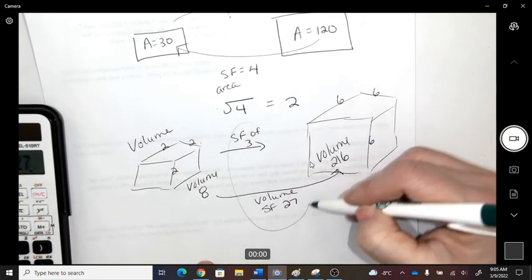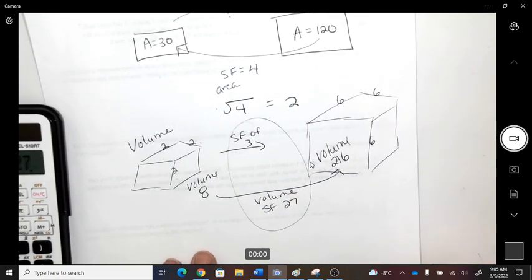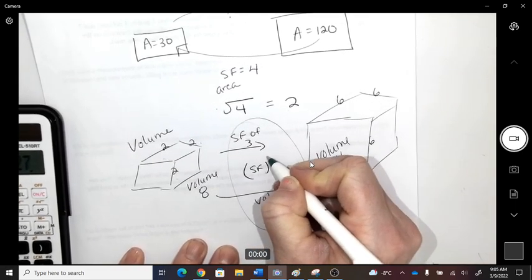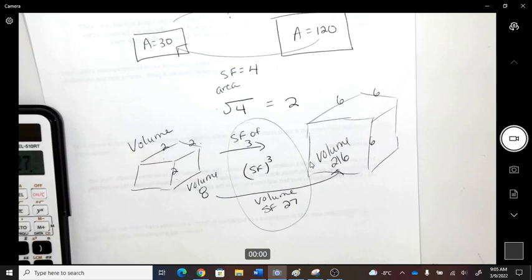So what's the relationship between this? This is the scale factor cubed. For area, we took the scale factor and we squared it. So for volume, you're going to have it cubed.